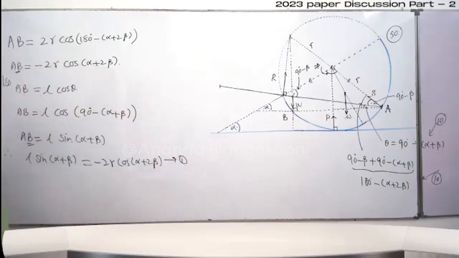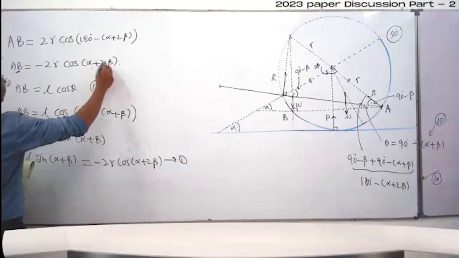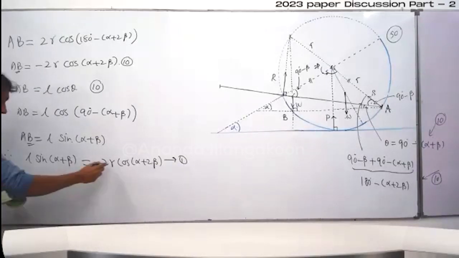Right? Then marks given here by the diagram. Right. For this one, 10 marks given. For this one, 10 marks given. Okay. And getting the first relation, this one 5 marks given.